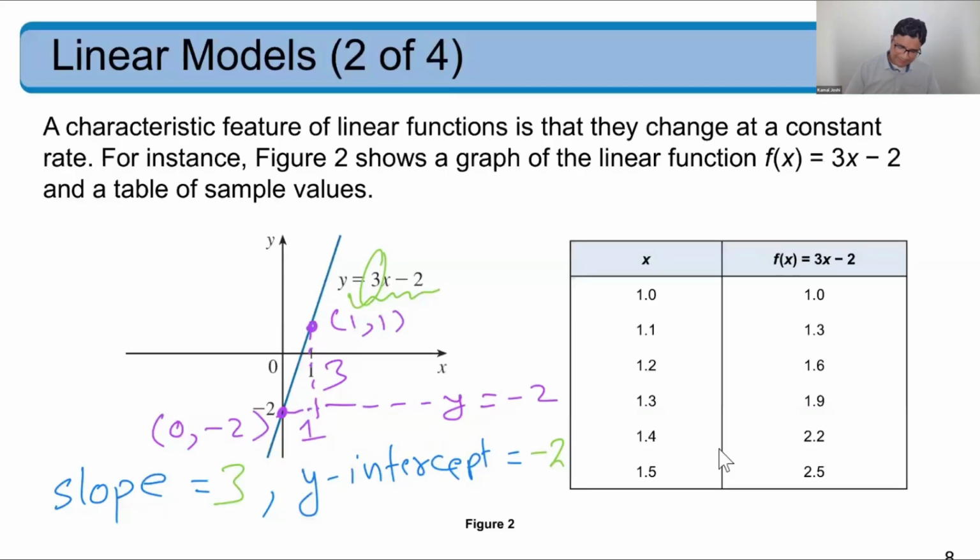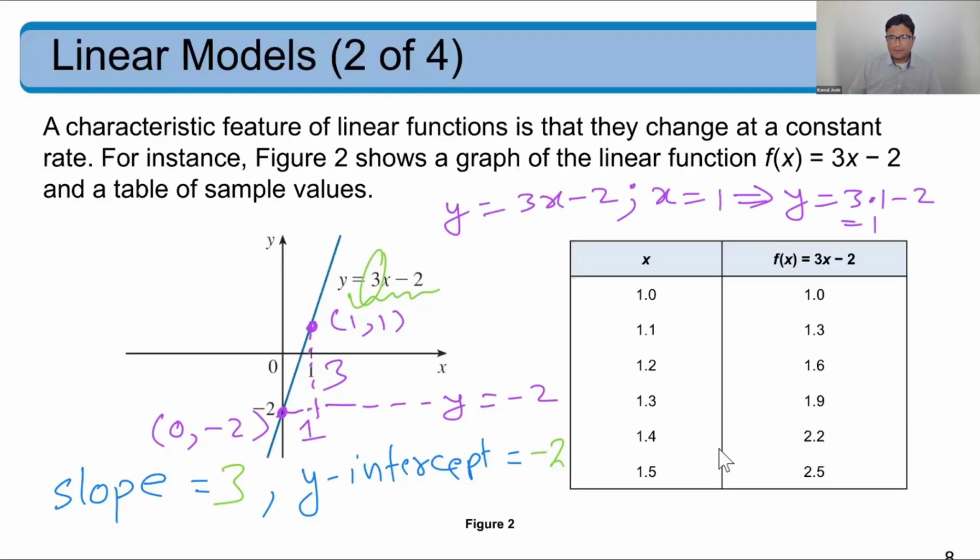And you can verify that this is (1, 1) by plugging the value of x into the equation. y is 3x minus 2, right? So if you let x equal 1, you get y equals 3 times 1 minus 2, which is 1. So the point will be (1, 1), like that.